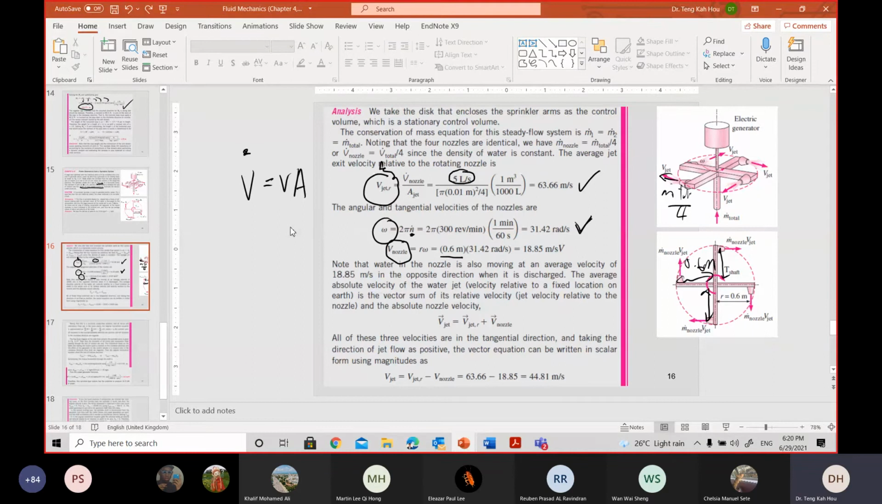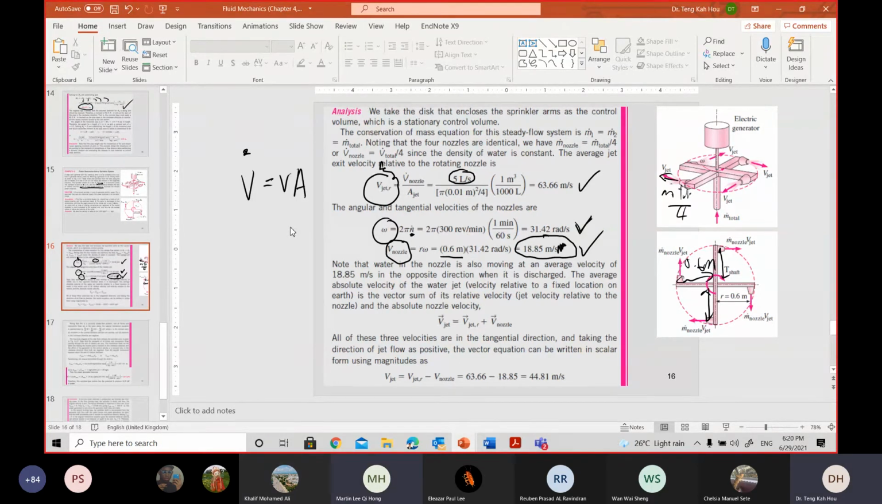Sorry, yep, meter per second. And forget about the V, right? There might be a mistake for that. Okay, so the average velocity is 18.85 meter per second. Until here is okay. Is that okay, class? Yes, sir. Yep.